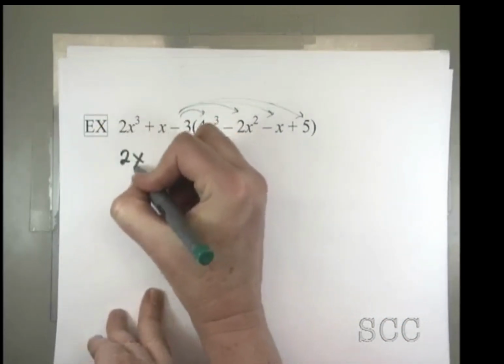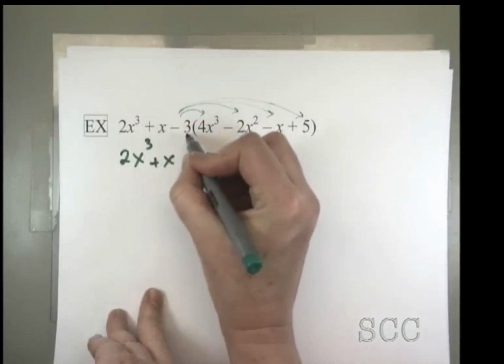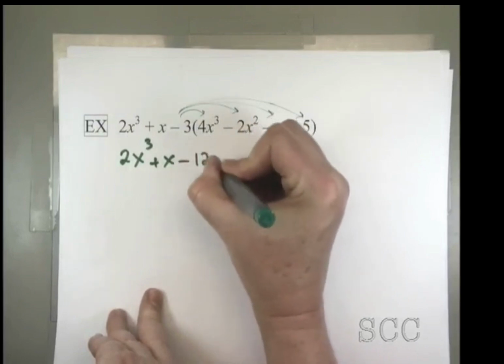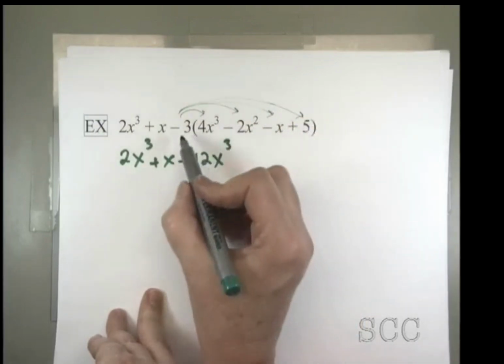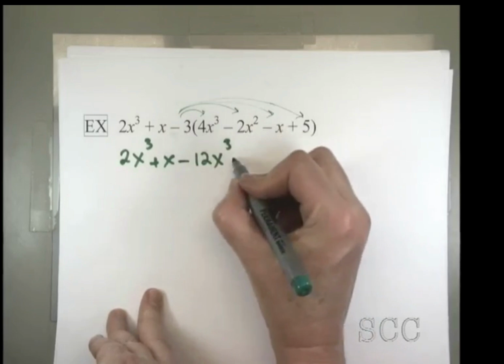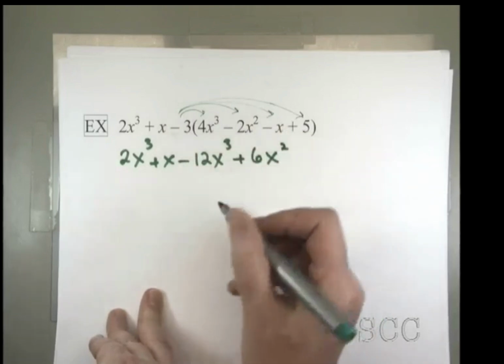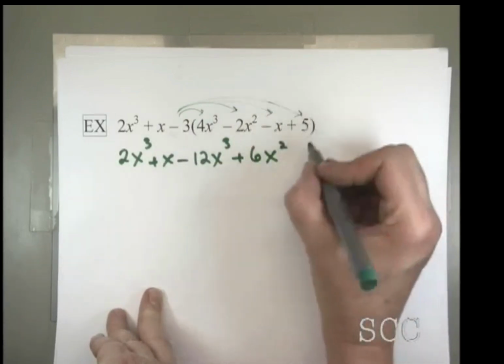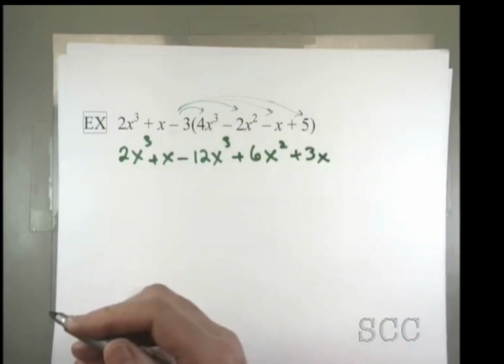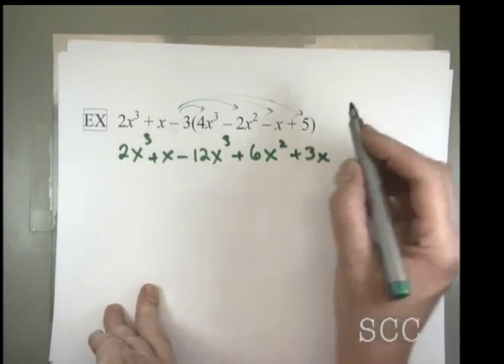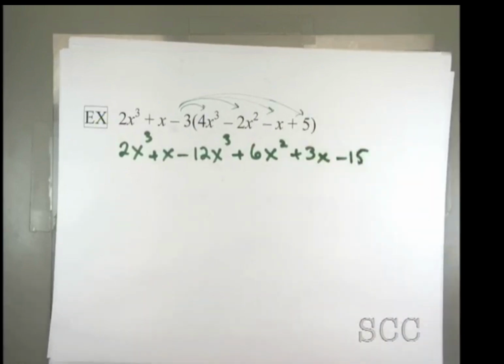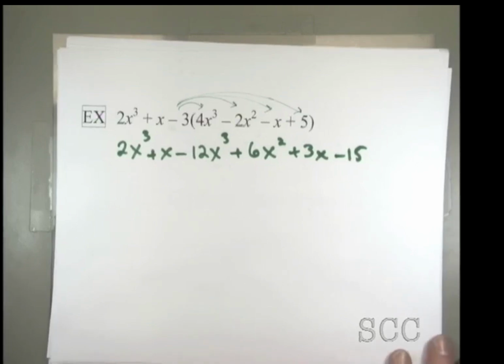So I'll have 2x cubed plus x. Minus 3 times 4x cubed is negative 12x cubed. Then minus 3 times negative 2x squared is positive 6x squared. Negative 3 times negative x is positive 3x. And negative 3 times positive 5 is negative 15. So the distributive property of multiplication over addition or subtraction gets rid of parentheses for you. That's probably the main thing we use it for in algebra.